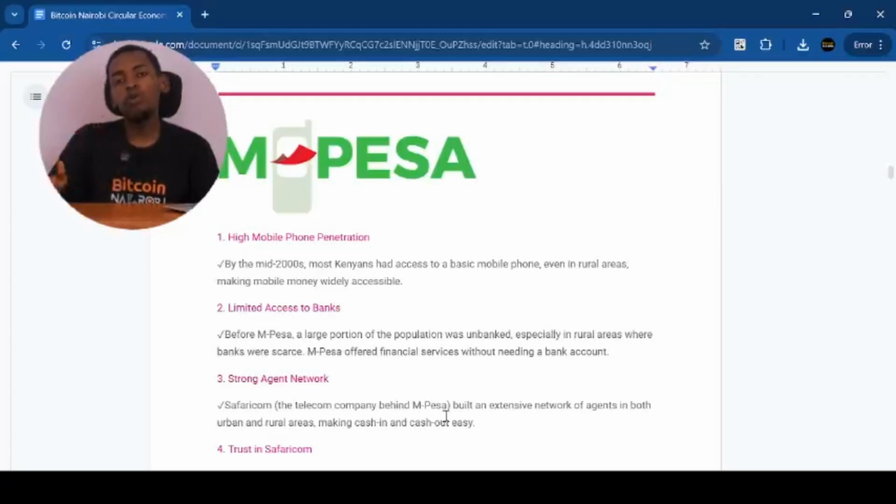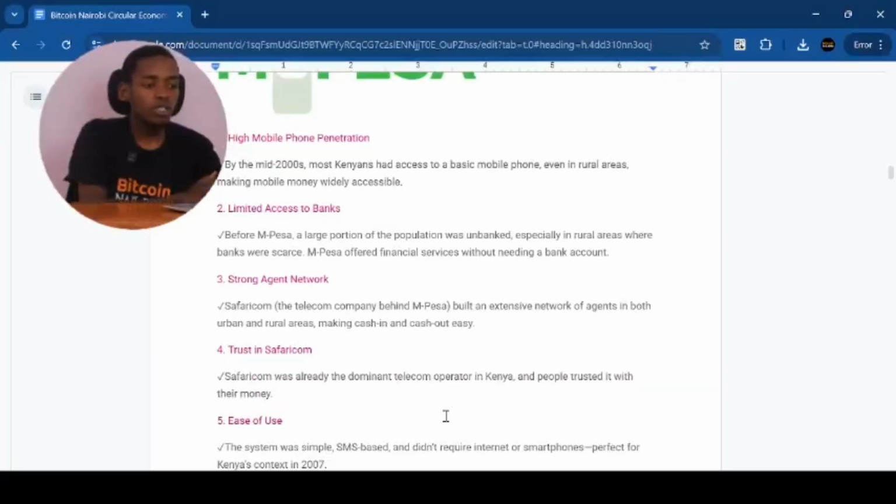Alright, it has now made it possible for people in the rural areas to have a bank just by going to the agent, registering the bank account, and receiving money or remittances from people who are in the cities. So number three, why it was successful is their strong agent network.